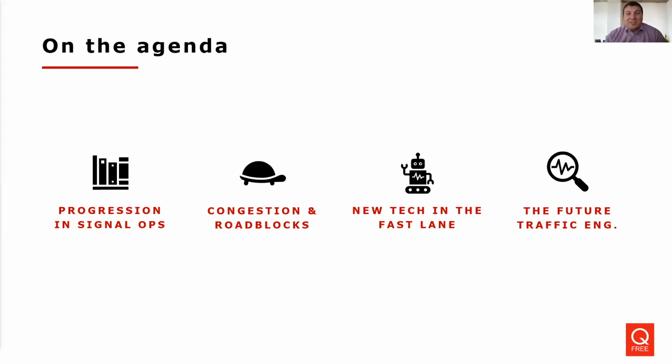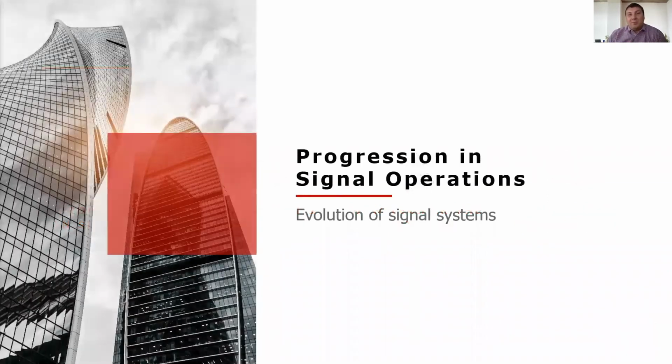New technology in the fast lane. It's taking off quick, so fast that the industry is having a hard time keeping up with standardizing it. So there's some things we need to do as an industry to make sure that we can continue to develop these new technologies. And of course, the future traffic engineer. I'll get to that in a little bit, of what, for the students out there, you can expect in the future to be interacting with beyond maybe what you're learning in school.